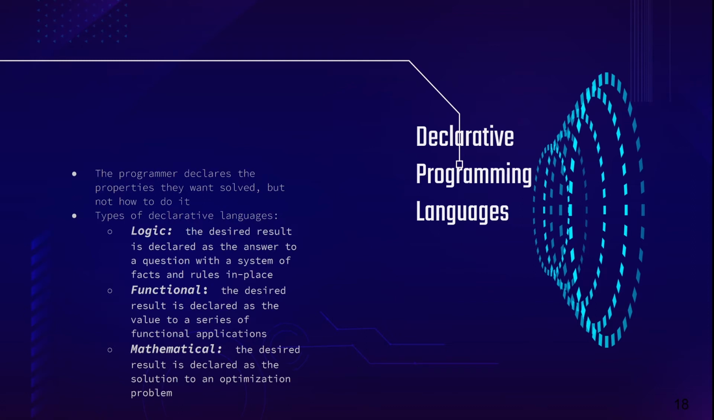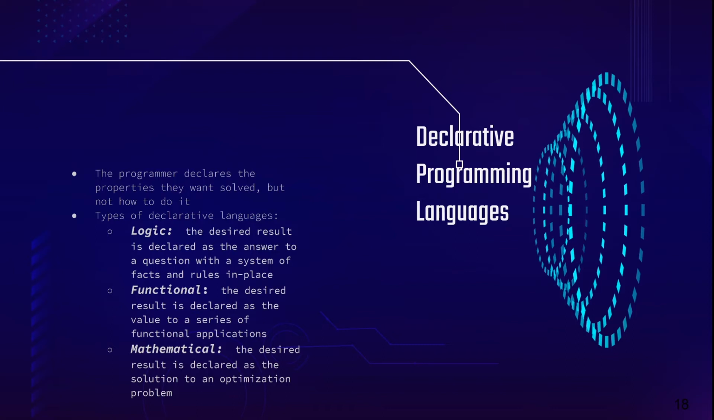Declarative programming languages, the opposite of imperative. Basically, this is where the programmer declares the properties that they want solved, but not how to do it. You're going to see this in stuff like SQL or some database languages wherein you say what you want, but you're not going to tell it what to do. So the different types of declarative languages is logical, where the desired result is declared as an answer to some question with a system of facts and rules in place. So set up whatever you want your answer to be and say, do it by just making sure it follows these specific rules.